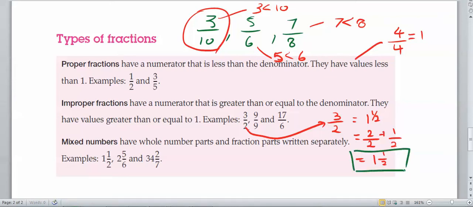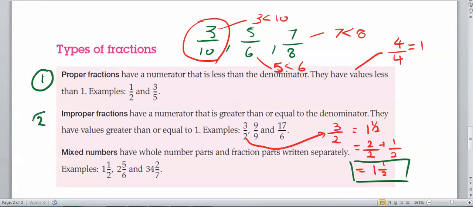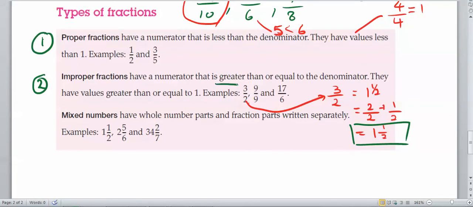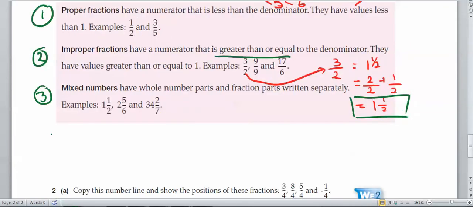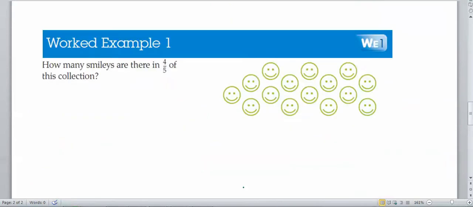So we have 3 different types of fractions. Number 1, we have a proper fraction in which the numerator is smaller than the denominator. We have improper fractions where the numerator is greater than or equal to the denominator. And thirdly, we have mixed numbers, which are a whole number, and then we have parts of a fraction. So 3 4/7, 2 5/6, 1 1/2. So you need to know that there are 3 different types of fractions.